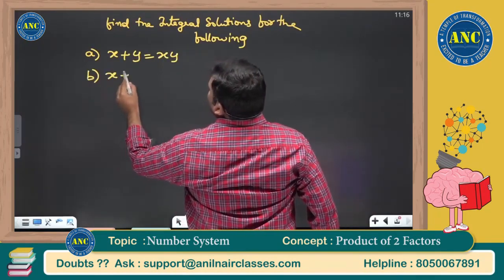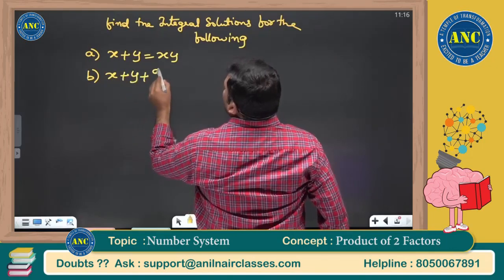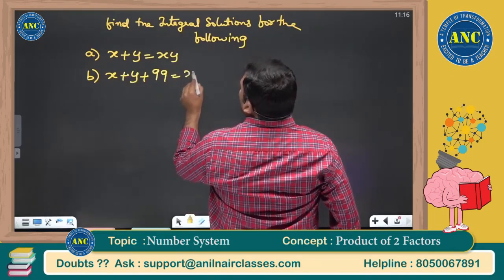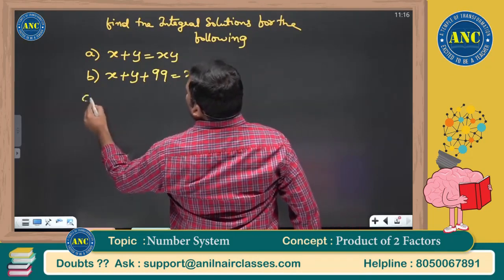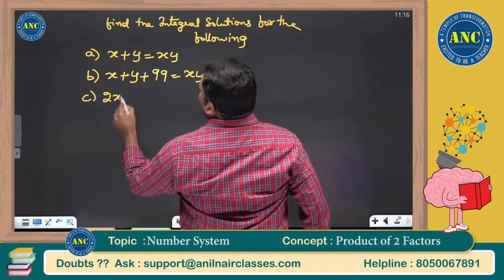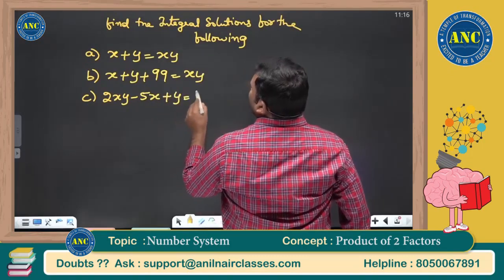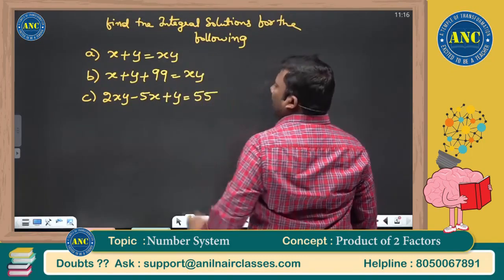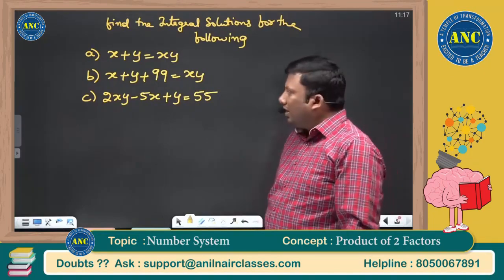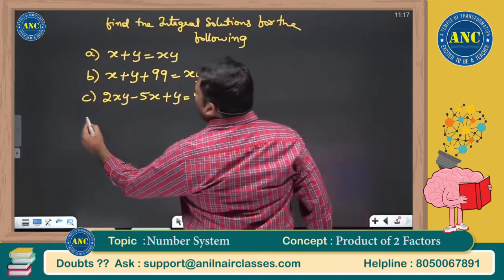Second question: x plus y plus 99 equivalent to x into y. Third question: 2xy minus 5x plus y equivalent to 55. Fourth question.